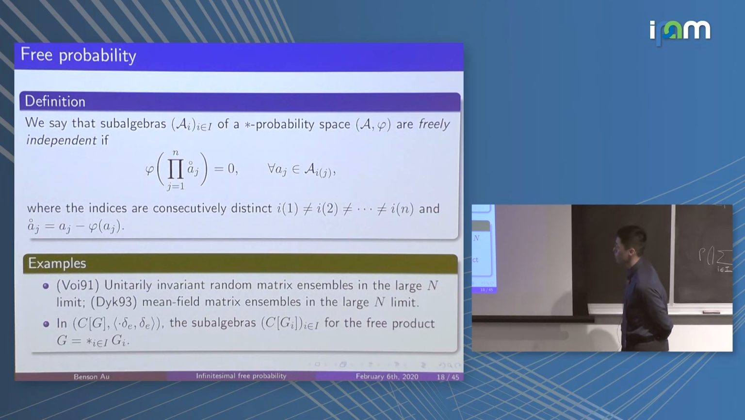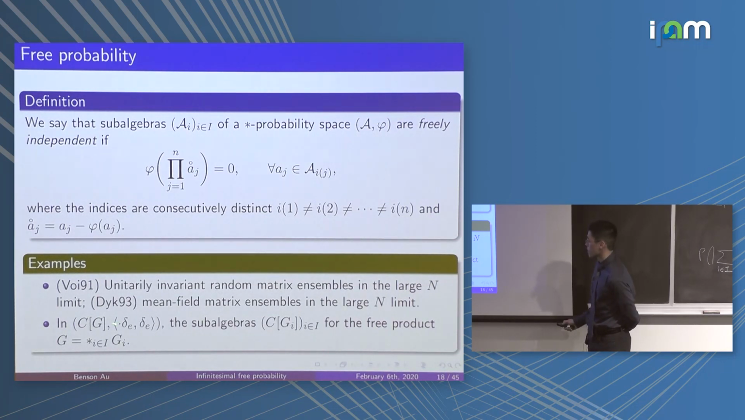So where does this actually show up? This is the second bullet point, but it's historically the first example. If you have subalgebras of your group algebra where these groups give you a free product, then these subalgebras will be freely independent. Okay? And the connection to random matrices came in '91 in a paper of Voiculescu, when he proved that unitarily invariant random matrix ensembles are freely independent in the large n limit. So if you want to understand how traces of words in your random matrices are behaving for large n, you just need freeness to compute that. And then Dykema extended this to general Wigner matrices, which I'm using the umbrella term mean field matrix to describe.